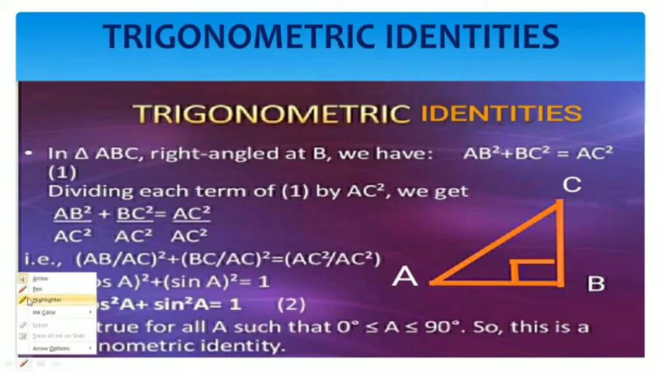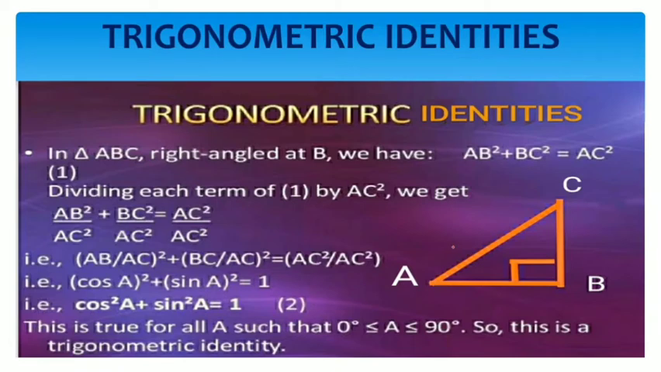First of all, suppose we have taken a right angle triangle ABC in which angle B is 90 degrees, and we are talking about angle A as an acute angle. It means we will take the trigonometric ratios in reference to angle A. Now we know that ABC is a right angle triangle, so we can apply the Pythagoras theorem, which says that hypotenuse square equals perpendicular square plus base square.